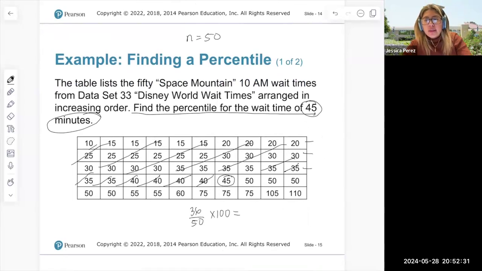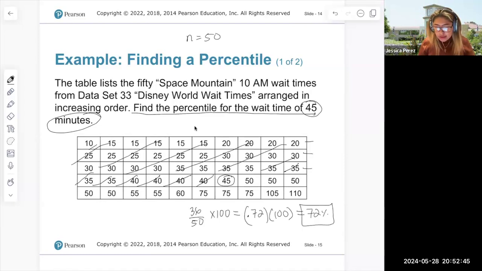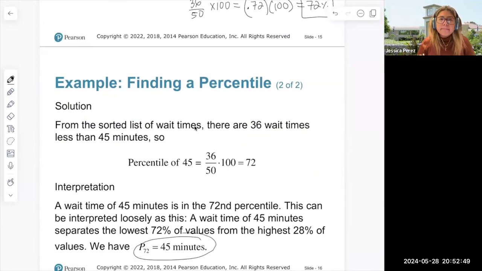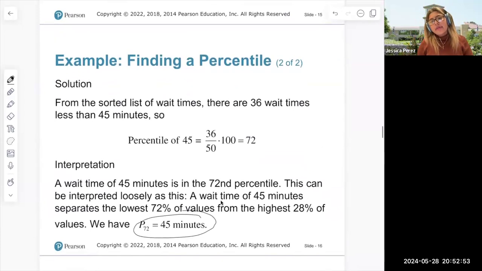So what's 36 divided by 50? That's 0.72, times 100. It's 72%. So it's in the 72nd percentile. So the percentile of 45 is 72. Thank you, Joe. Exactly.